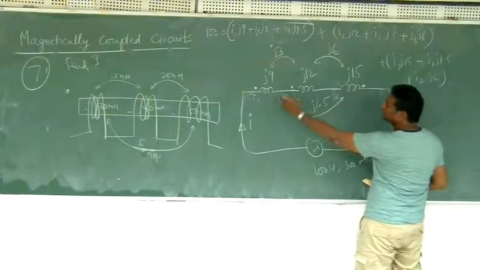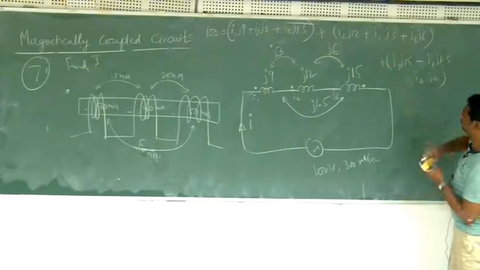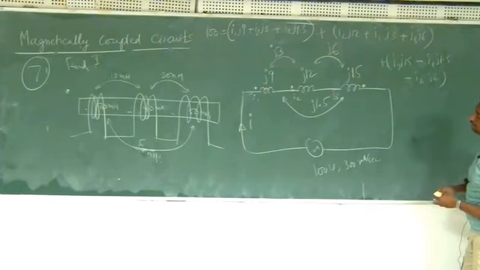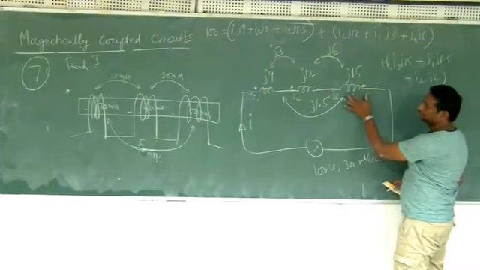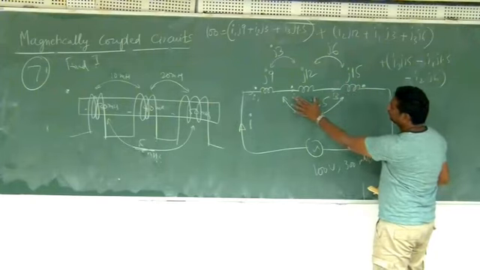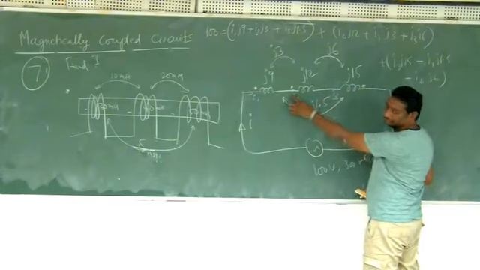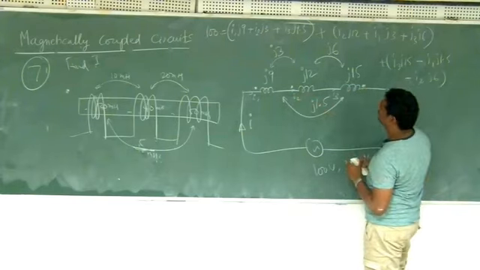Similarly, current entering here will also induce positive voltage on this side. So even this should be negative. Okay. Now we have taken the account of the voltages here. Now look at this one. The current leaving the dot will induce negative voltage here. So again here also it becomes minus.